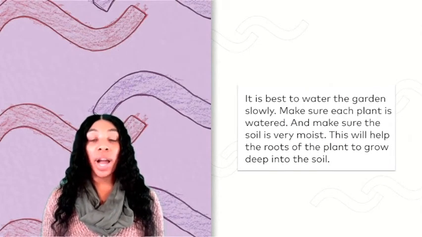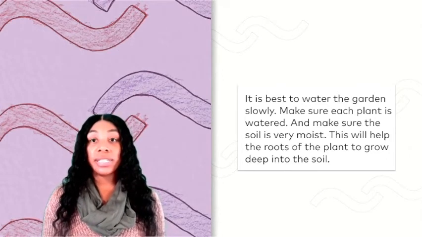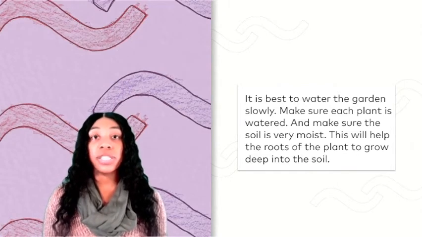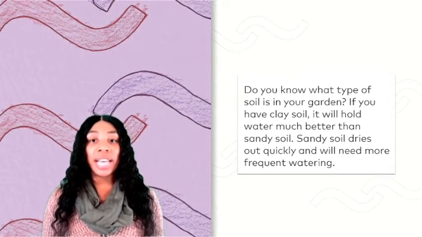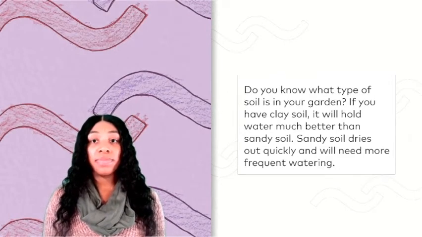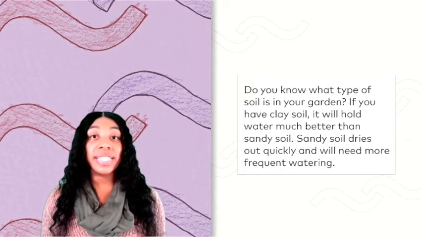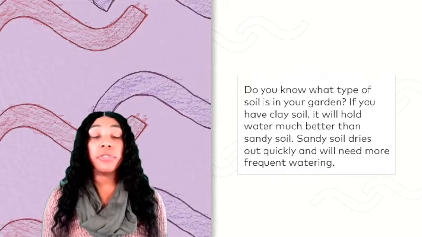It is best to water the garden slowly and make sure the soil is very moist. This will help the roots of the plant to grow deep into the soil. Do you know what type of soil is in your garden? If you have clay soil, it will hold water much better than the sandy soil. Sandy soil dries out quickly and will need more frequent watering.